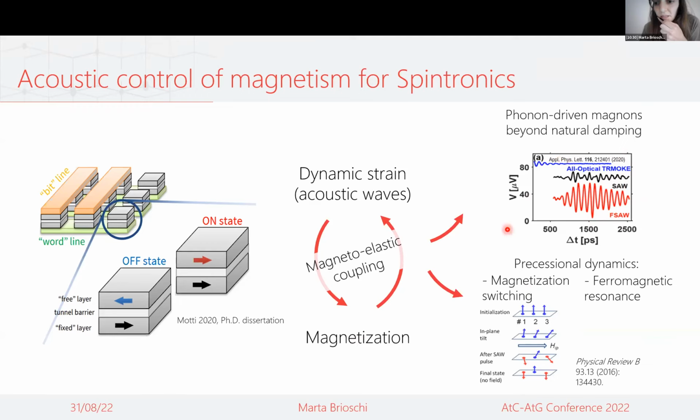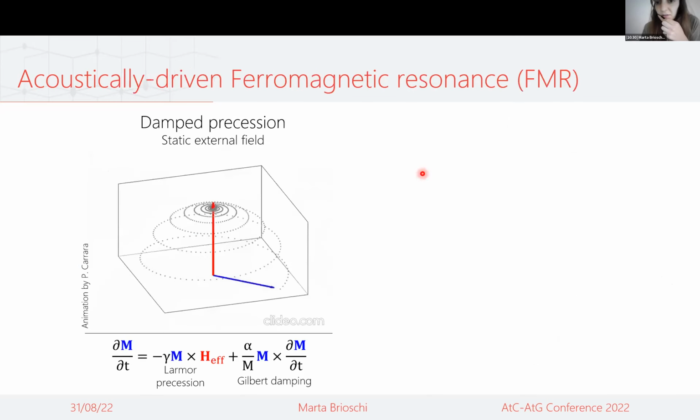And in addition to that, it has been proved that also the radio frequency field generated by acoustic waves can be used to induce precessional dynamics that can be exploited to achieve magnetization switching and to drive ferromagnetic resonance, which is the main topic of this talk. So what is ferromagnetic resonance?